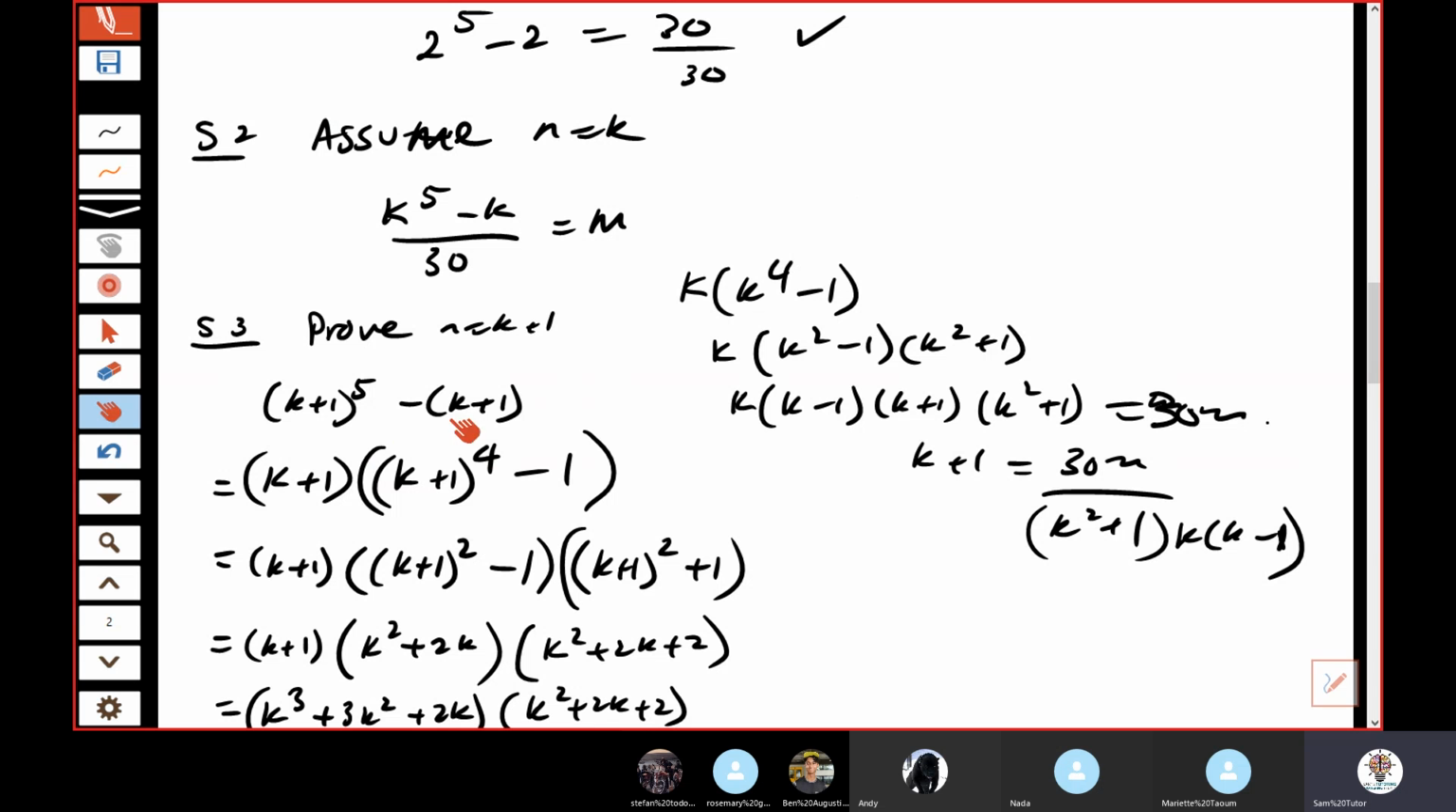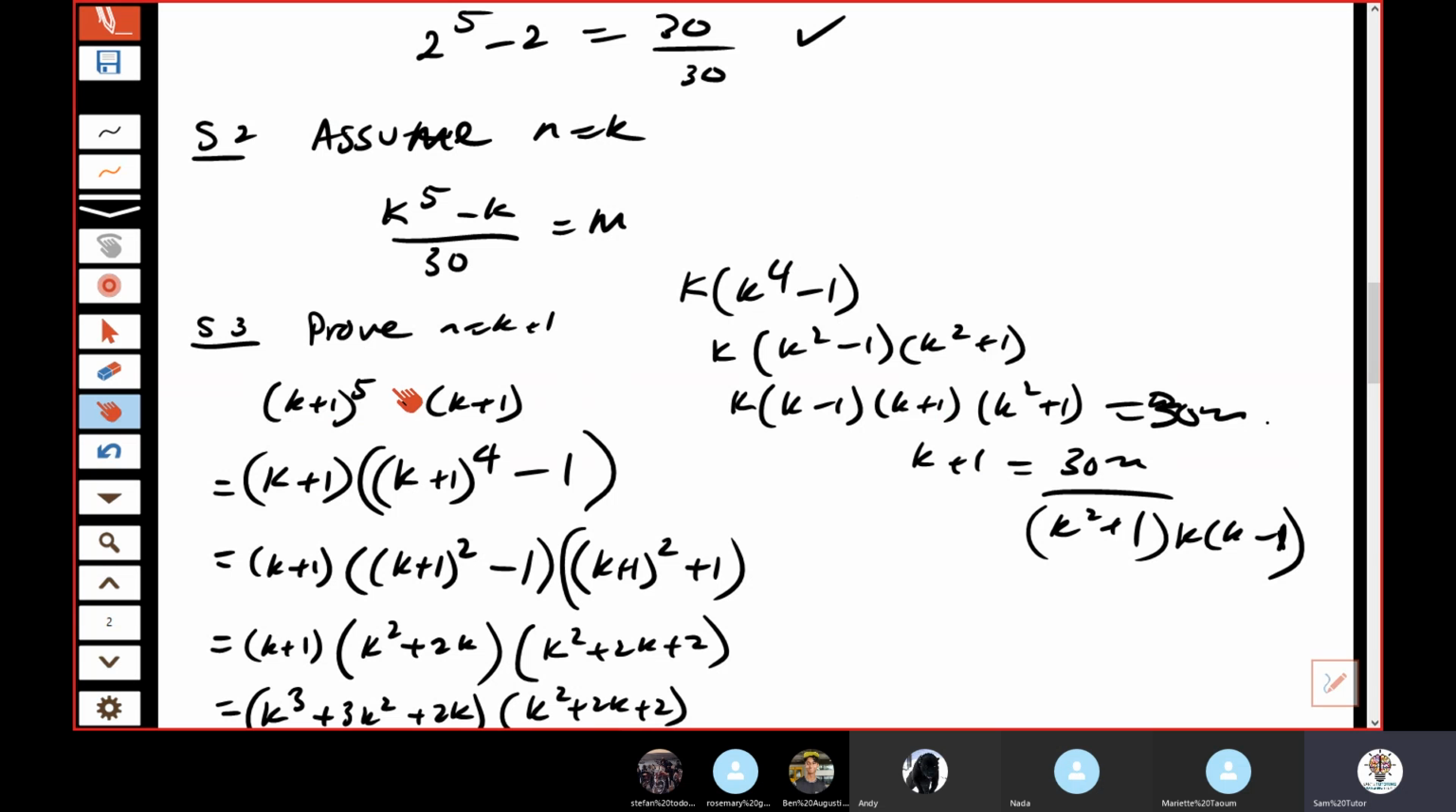So we had this first line. From up here, we can see that I can get k⁴ minus 1, and then from k⁴ minus 1, I can get k squared minus 1 times k squared plus 1. From that, I can get (k minus 1)(k plus 1)(k squared plus 1) equals 30m. Then I can get k plus 1 as 30m over this whole monster. If I substitute that into this, isn't this whole thing automatically going to be divisible by 30?